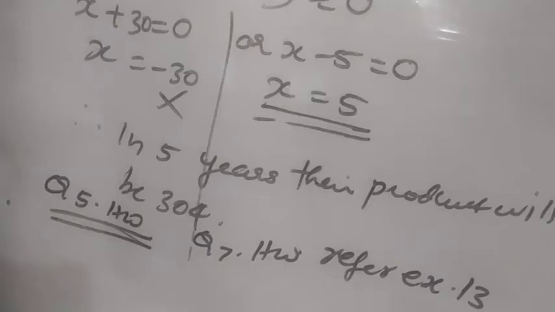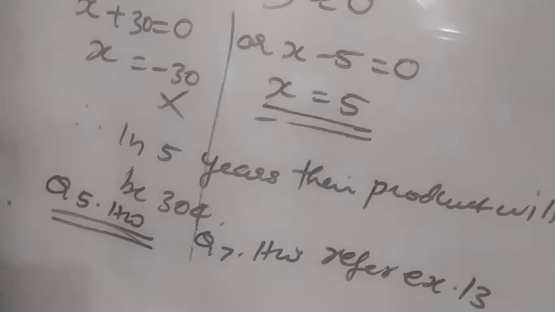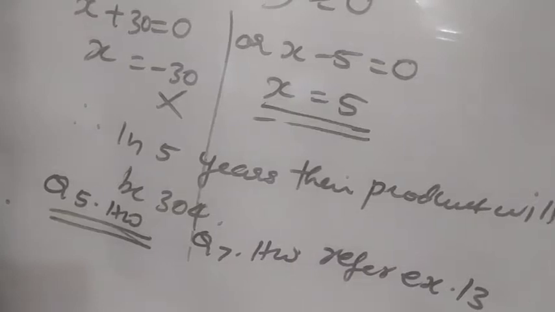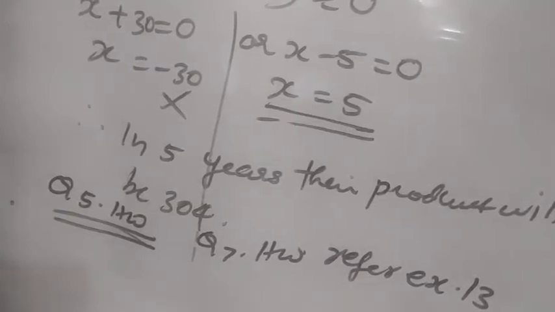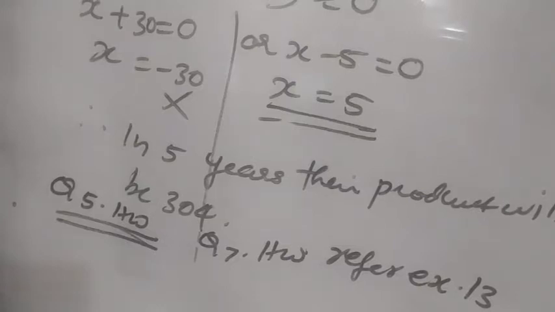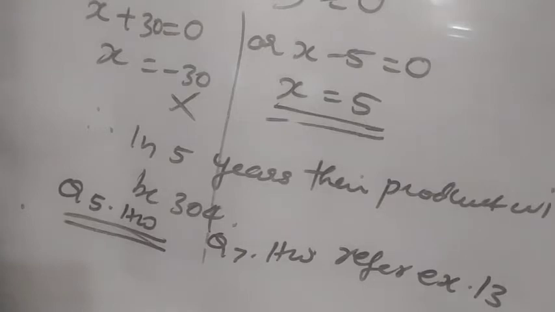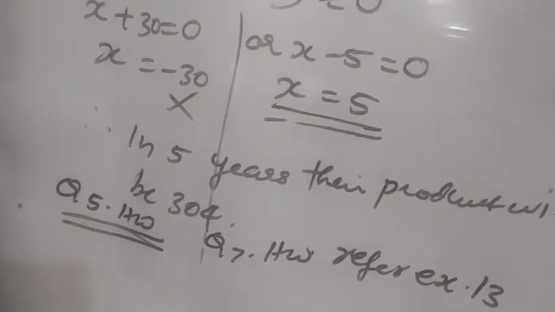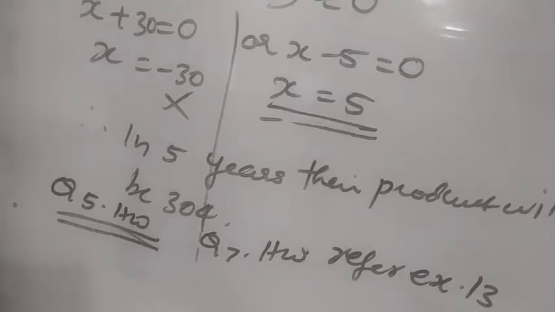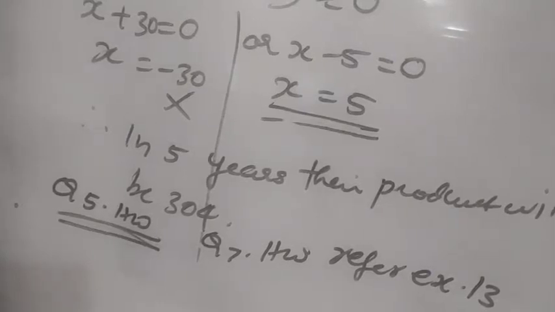If we go upstream, the speed will reduce. So it is 15 minus x. Let the speed of the stream be x, and 15 minus x will be the speed upstream, and 15 plus x the speed downstream. So relate the time taken. The total time taken is given as 4 hours 30 minutes. So distance by speed, the sum of the times gives 4 and a half hours. Relate that. You can refer to example 13 on page 75. The same type of problem is question number 7.